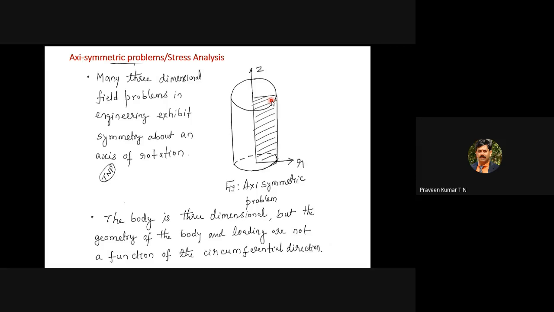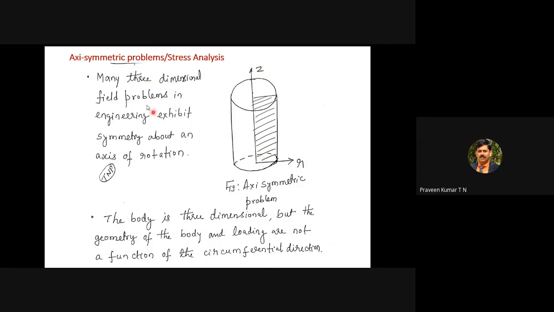Hence we are considering it as a 2-dimensional problem. The stress or strain in the circumferential direction can be calculated by using the stress along the radial and z directions. That is also a possibility. That's why many 3-dimensional problems in engineering exhibit symmetry about an axis of rotation. So in this case, the axis of rotation is z.